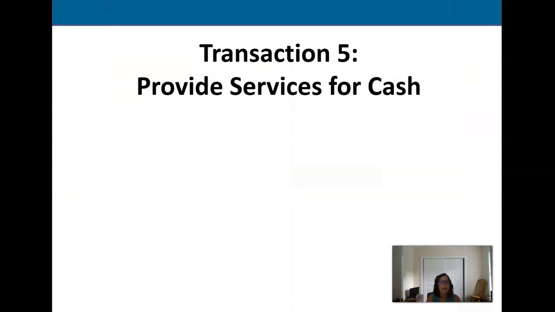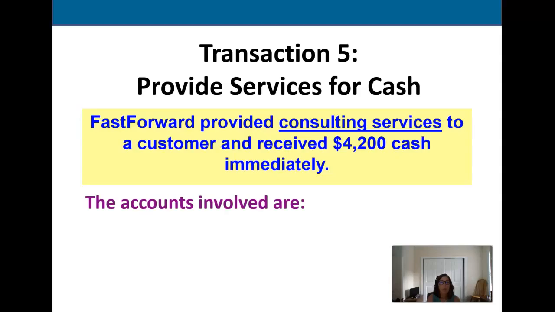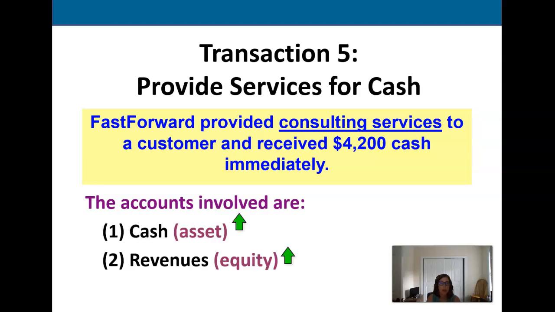Okay, so now we are going to provide some services for cash. Okay, so if I'm thinking about accounts now, cash, certainly, and services. Wonder what we're going to call that. Not sure what we do. Oh, we have consulting services. Okay. And so we provided consulting services and got $4,200 in cash immediately. So our cash obviously went up by $4,200, and revenue also went up by $4,200.